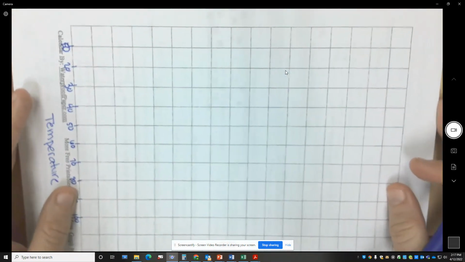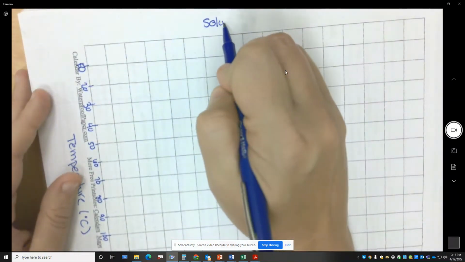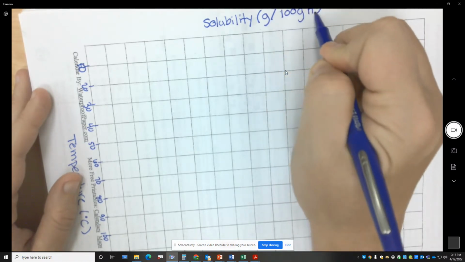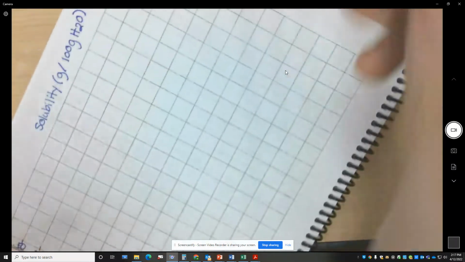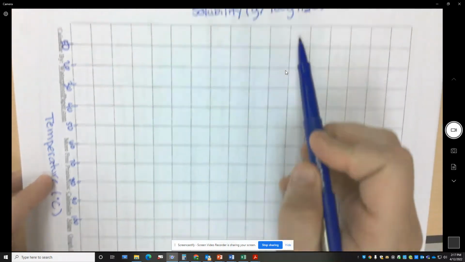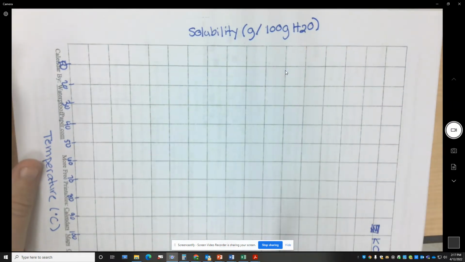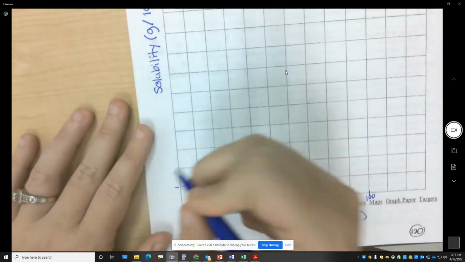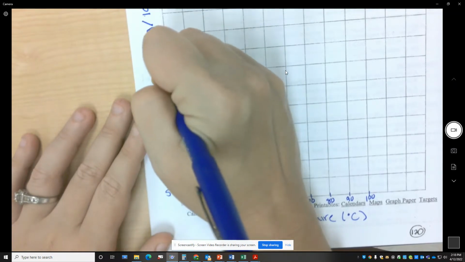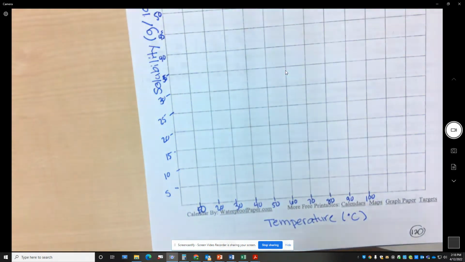Okay. Our y-axis, we're going to write solubility. And our unit would be grams in 100 grams of water. So I'm taking the solubility of, and up here I want you to write KCl, potassium chloride, in 100 grams of water. Okay, so 100 grams of water is just what I'm looking at to determine the solubility of this substance. On here, I want you to label this by fives and go up to 65 and then stop. Okay, so there we go.